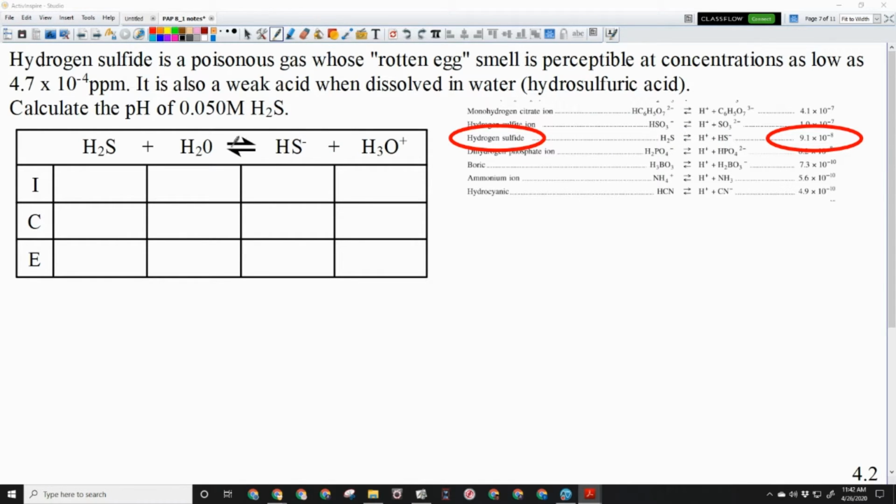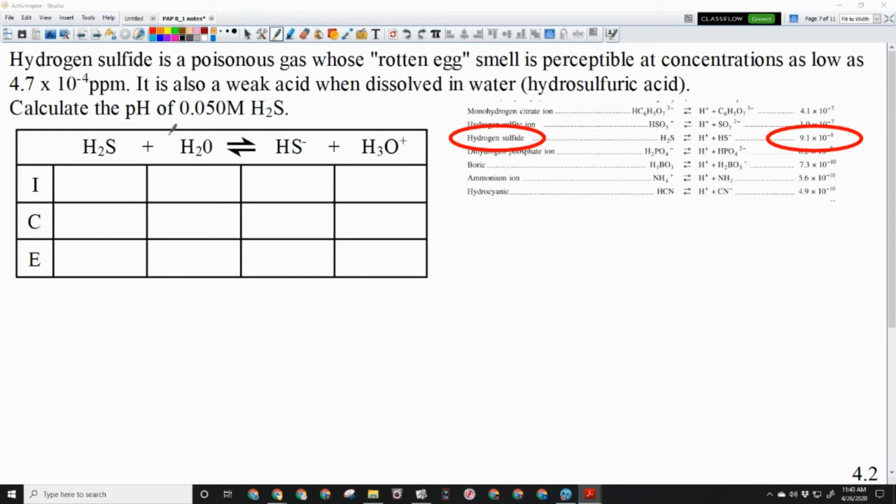Okay, this one does not contain water, but I wrote water here to show you how this happens. Its Ka is 9.1 times 10 to the negative 8th. That Ka is going to be important. This is for hydrogen sulfide. You may be thinking this problem says it's hydrosulfuric acid. Well, hydrogen sulfide, when it's placed in water, becomes the aqueous form, the acid, so hydrosulfuric acid and hydrogen sulfide are the same thing.